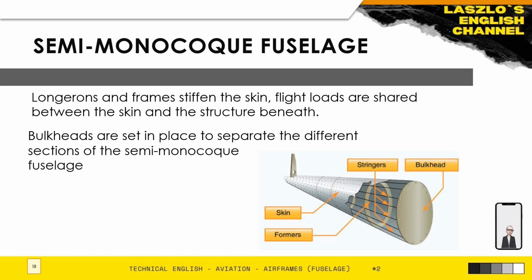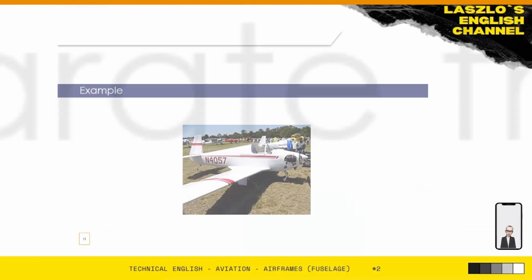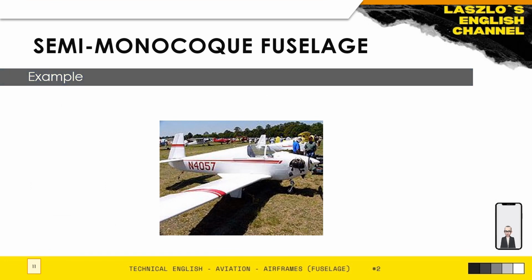Bulkheads are usually much more substantially built than the frames because they are subject to greater loads, and additionally the bulkhead which separates the engine from the passenger compartment also serves to retard the passage of fire, so to stop fire from spreading rearwards in the case of a fire. Okay, right, one example here of this structure would be the Mooney M18C.